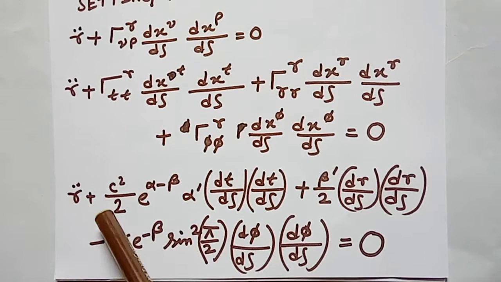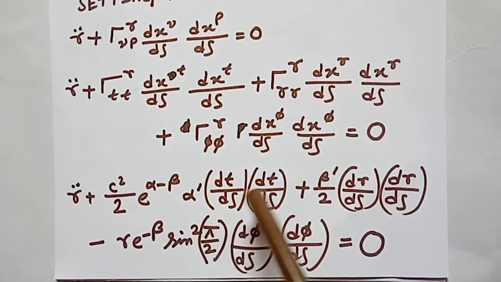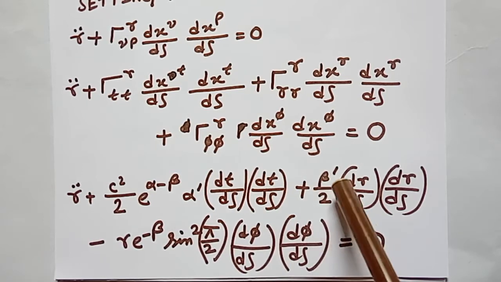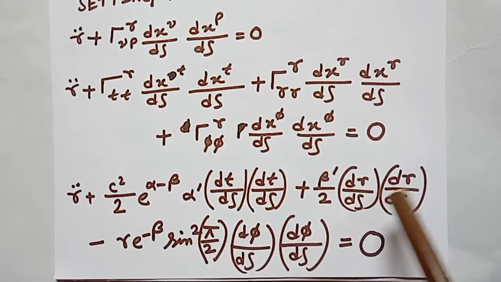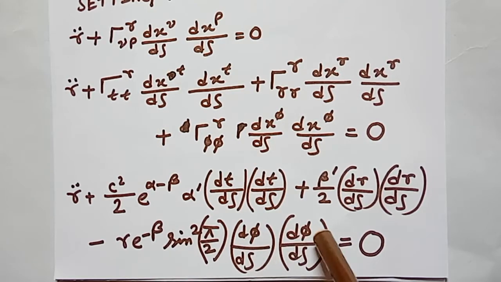Now we have r double dot plus c squared divided by 2, e to the power alpha minus beta, alpha prime dt/ds dt/ds, plus beta prime divided by 2 dr/ds dr/ds, minus r e to the power minus beta sine squared pi per 2 d phi/ds d phi/ds. We set the plane as equatorial, so theta is pi per 2, and we know that sine pi per 2 equals 1.